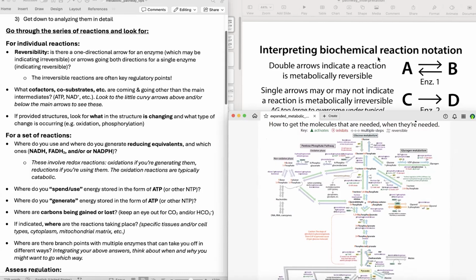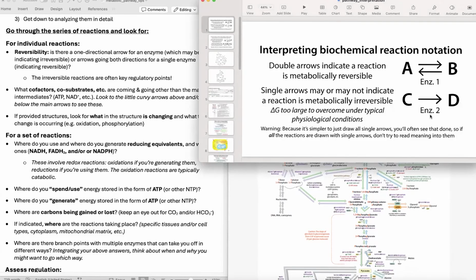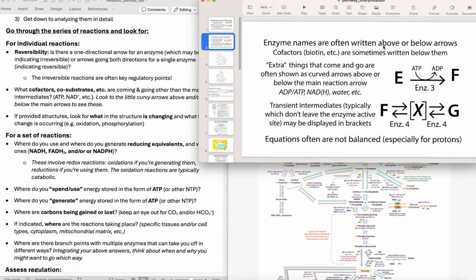So that is that. We have the enzyme name that's going to be written above or below the arrow or to the side of the arrow. And then you're going to have the reactants and products, which we can also refer to as intermediates, on either side. And then sometimes you have things that are coming and going from the arrows. And so you have cofactors, you have co-substrates, you have things like ATP, ADP, NADH, NAD+. These can be shown with curved arrows that are coming in, touching the main arrow and going out. So in this case, the ATP is coming in, the ADP is going out.